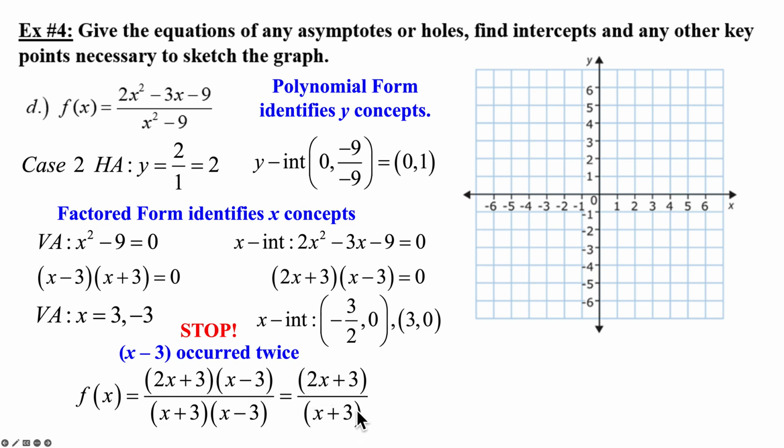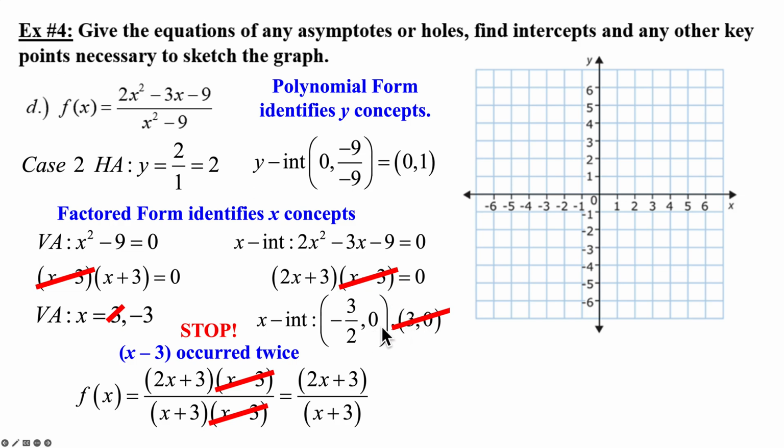Now, I hope you can see this. How can I have a vertical asymptote at 3 and have an x-intercept at 3 at the same time? If I had a vertical asymptote right here, I can't touch it, then you can't have an x-intercept. So these two reduce to a 1 and they simplify away. So no 3, no x-intercept of a 3.